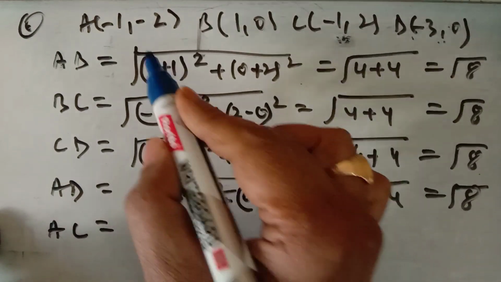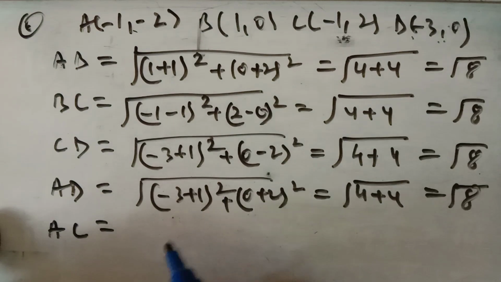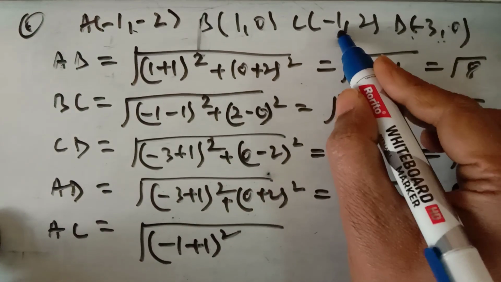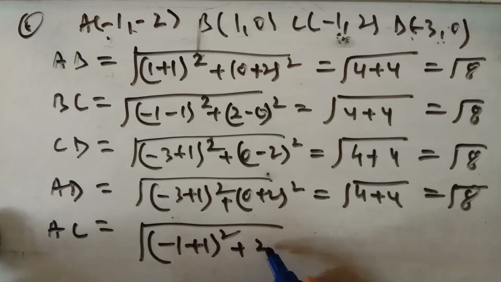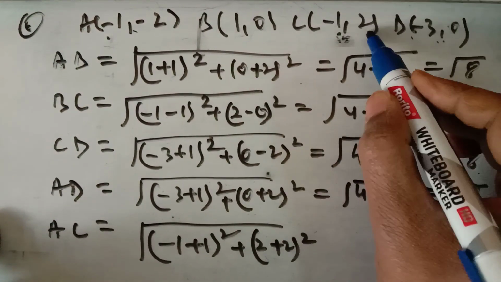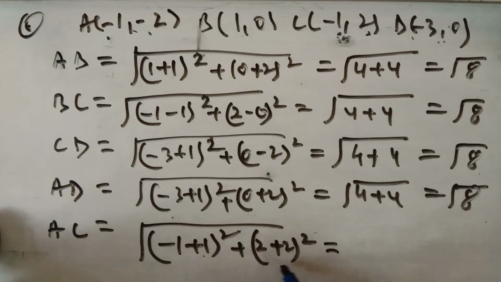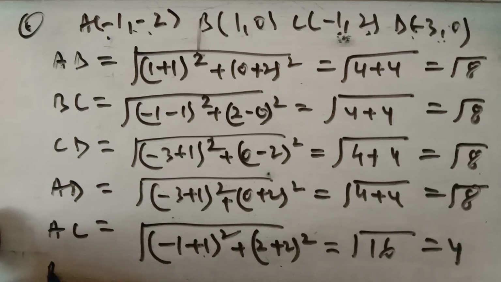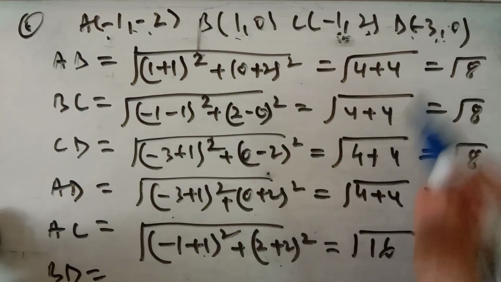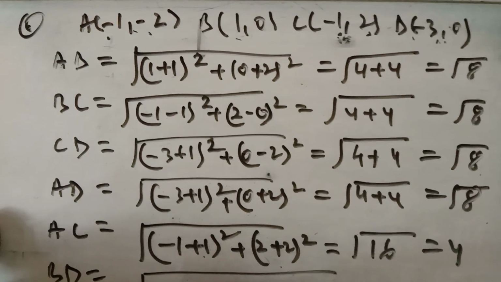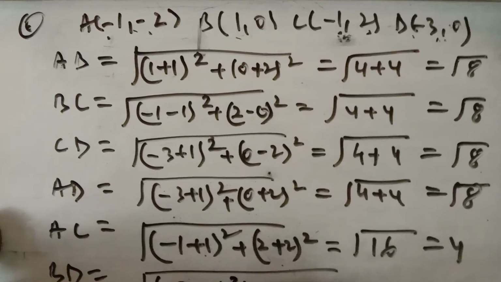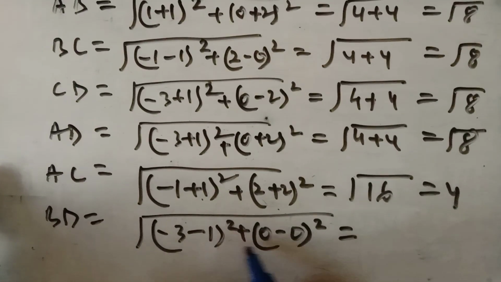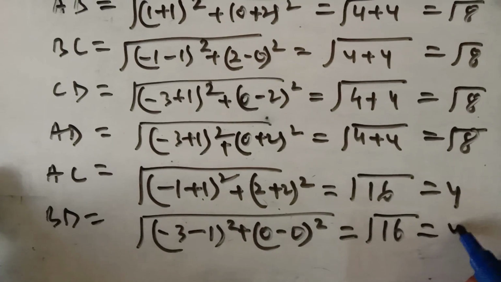Now I'll find the length of the diagonal AC. The length of the diagonal AC is (x2 minus x1) whole square plus (y2 minus y1) whole square, that is plus 2, the 0 plus 4 whole square, that is 16. It is coming out to be 4. And the length of the diagonal BD is (x2 minus x1) whole square plus (y2 minus y1) whole square, that is minus 4 whole square, that is 16, which is equal to 4.